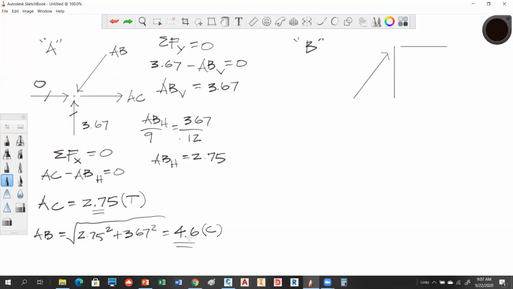Now, here's the other hint. I don't care about that number right there. What I want to use is the horizontal component and the vertical component, because that's going to help me solve this thing. So watch what I'm going to do here. I'm going to put a horizontal component here, and I'm going to put a vertical component here, because that's what I'm going to use to solve it.